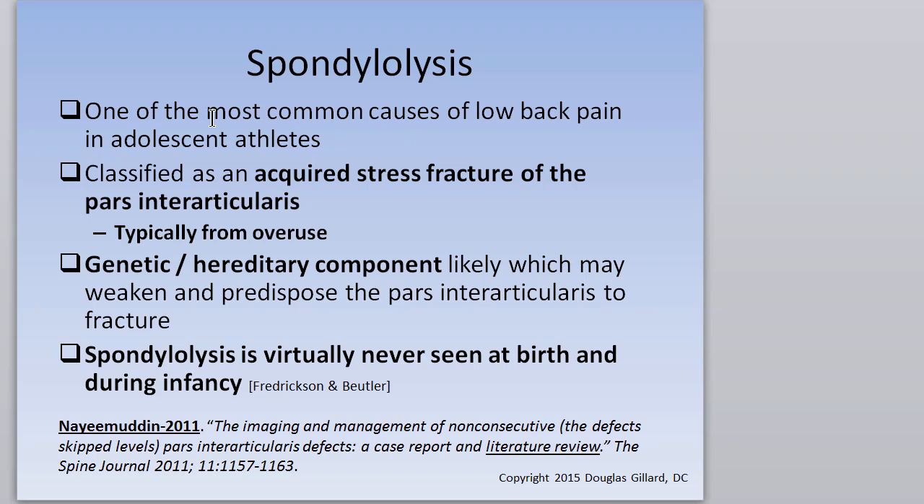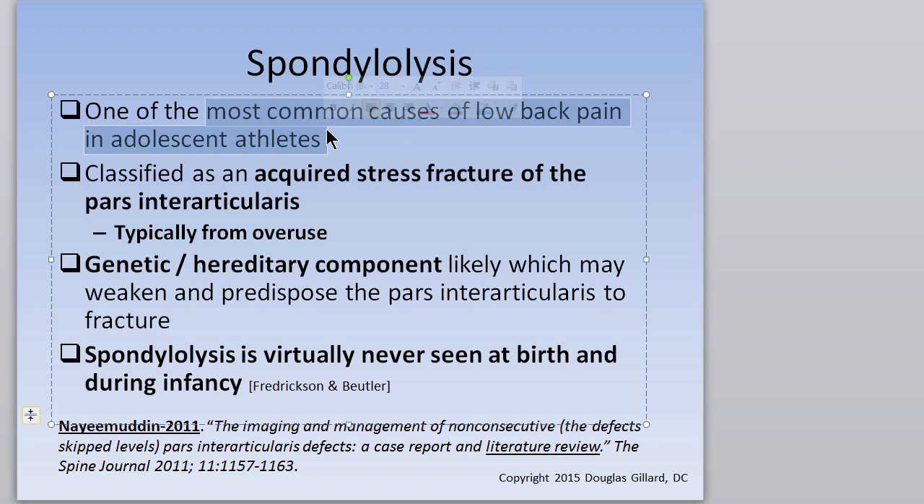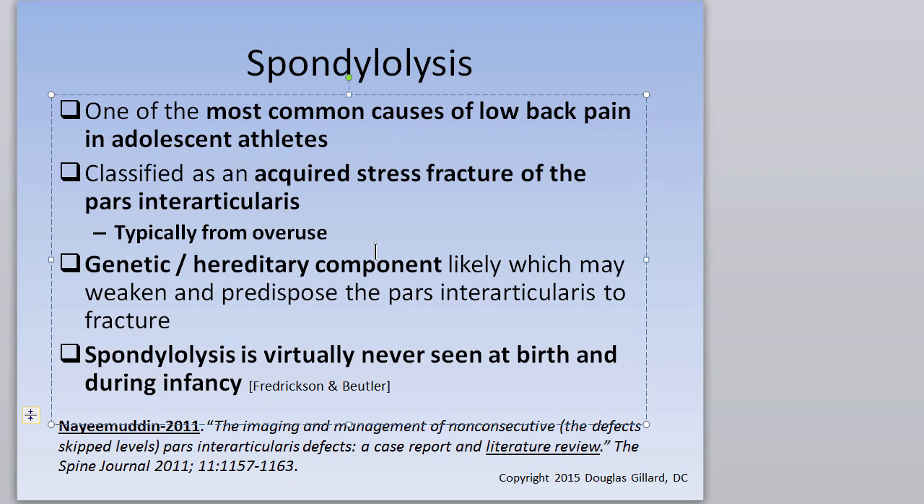I think that's pretty important in athletes. Should know that. It's considered an acquired stress fracture. I think that's very important. They used to think it was some congenital thing from birth, but we know that they don't come from birth. It's an overuse syndrome. There's a hereditary or genetic component to it. I wanted to say it's never seen at birth, but you never say never in the world of research, because somewhere now or in the past, there's an exception. But spondylolysis is virtually never seen at birth.